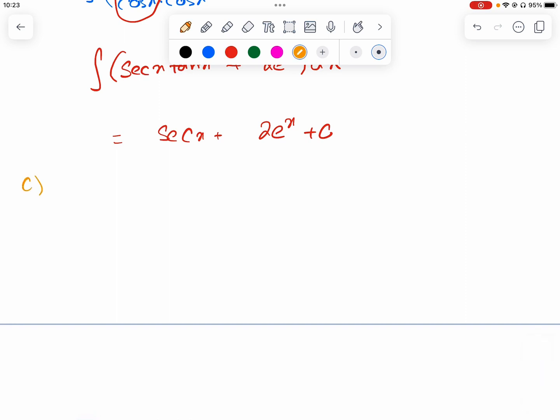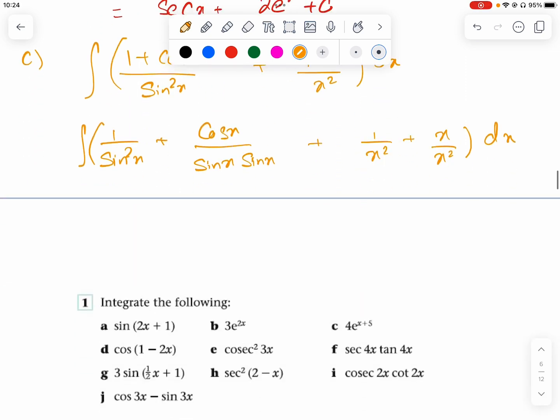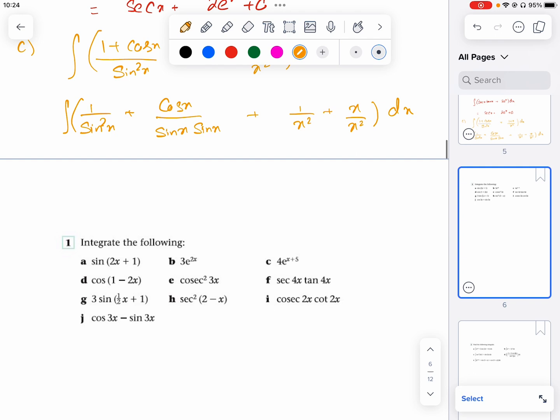Coming to part c, 1 plus cos x upon sin square x plus 1 plus x upon x square dx. Now bifurcate. What do I mean by bifurcate? 1 upon sin square x plus cos x upon sin square x. How can I write sin square x? Sin x times sin x plus 1 upon x square plus x upon x square. So I have bifurcated each fraction.